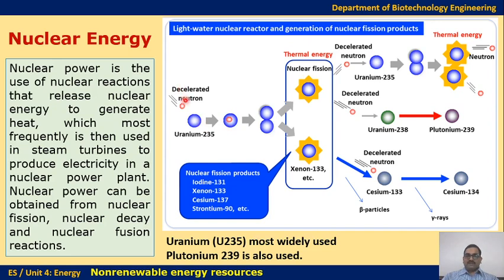What happens? You have a decelerated neutron starting the chain reaction. The chain reaction ends up with the fission of the nuclear components. You can have iodine, xenon, cesium as a byproduct. Then the neutrons produced as a byproduct further react with uranium-235, initiating a long chain reaction. A lot of beta particles and gamma rays are also produced along with the heat. So you require a lot of care when you use nuclear energy, or otherwise this could be lethal, or it could end up in disasters.